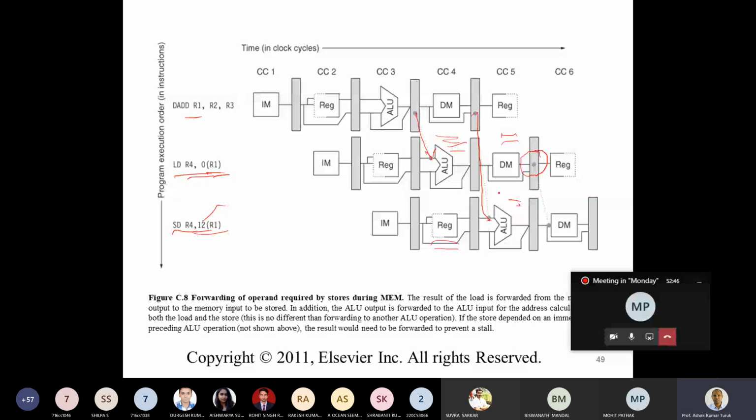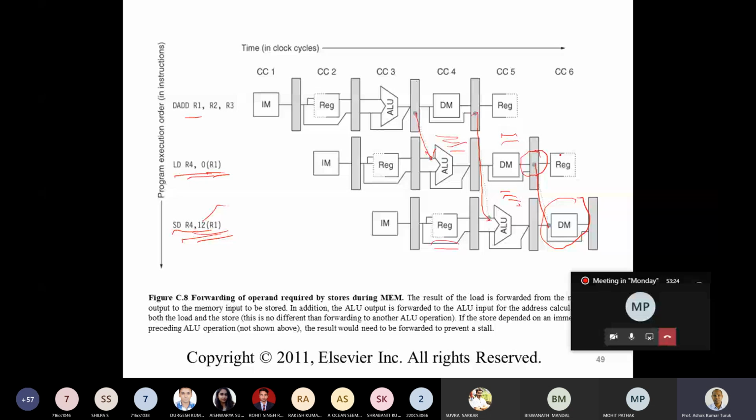But if you look, the value of register R4 is already available at the end of clock cycle 5. So from this pipeline register, it can be directly transferred to the input of the functional unit that is required. So this operation can be done, and in clock cycle 6, the register R4 can be updated. So the hazard is overcome by means of forwarding.